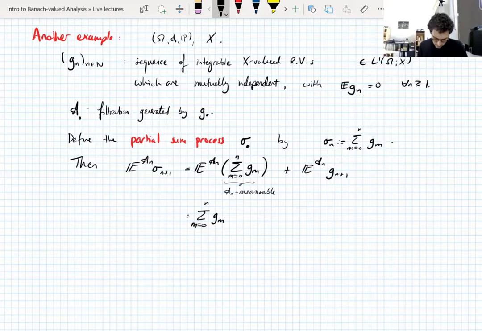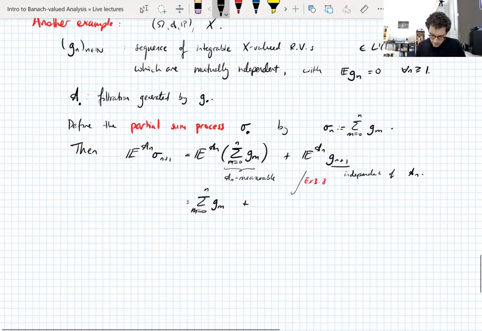And using an exercise in the notes. What is it? Exercise 3.8. And this is using here that G_{n+1} is independent of the sigma algebra A_n. This is coming from the mutual independence of all of these random variables G_n. So G_{n+1} is independent of G_0 up to G_n. In particular, it's independent of the sigma algebra generated by these functions. So the conditional expectation is just an expectation, it turns out.